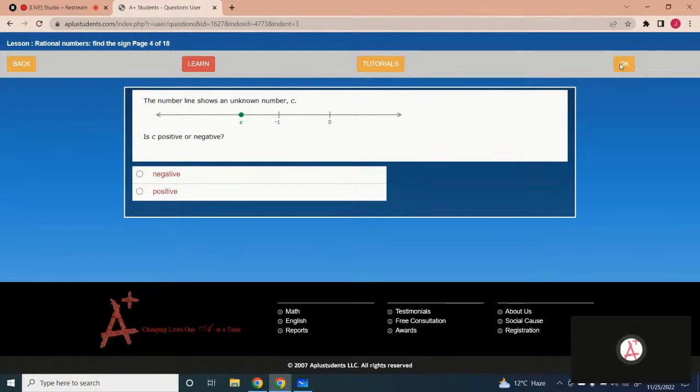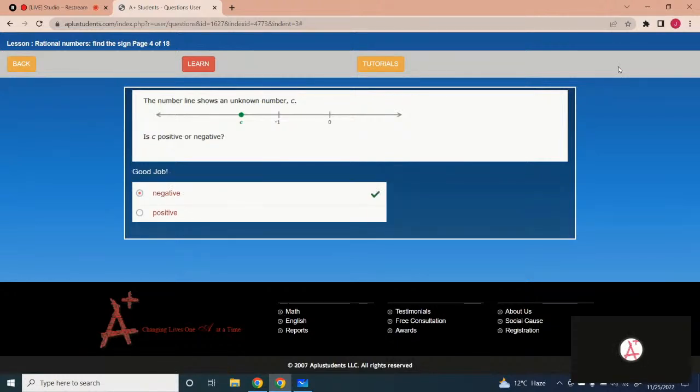Okay, what about this one? The number line shows an unknown number c. Is c positive or negative? Yes, it is negative. Got it? Because it is on the left hand side of the zero, so it must be negative.